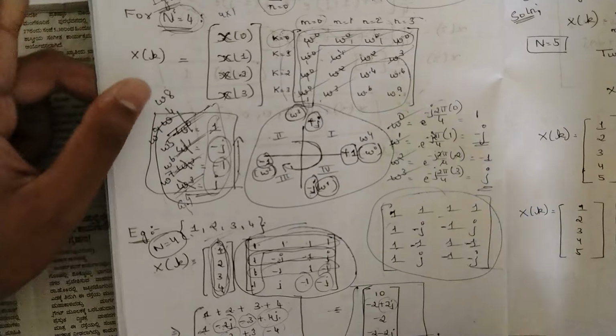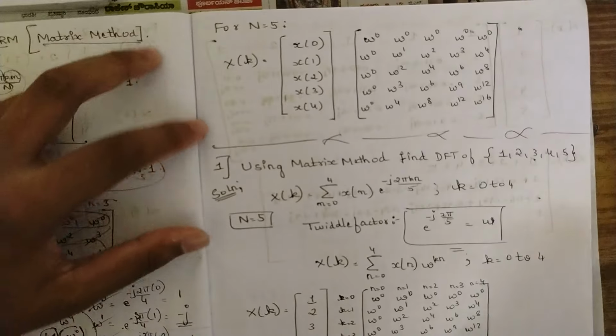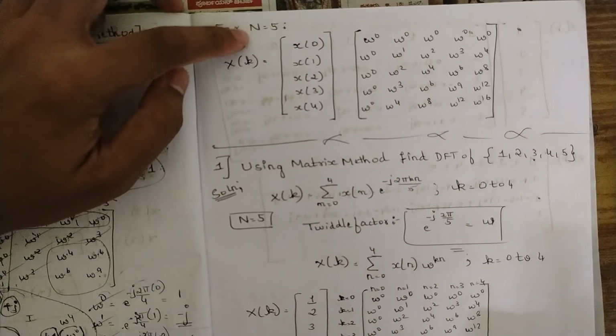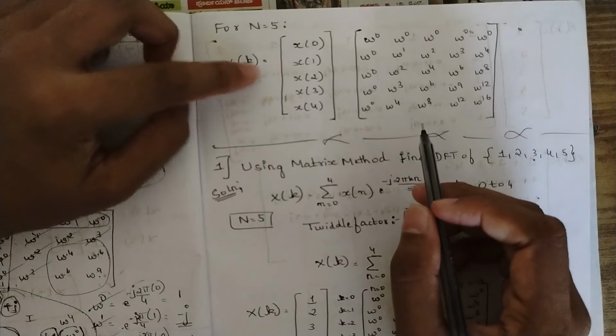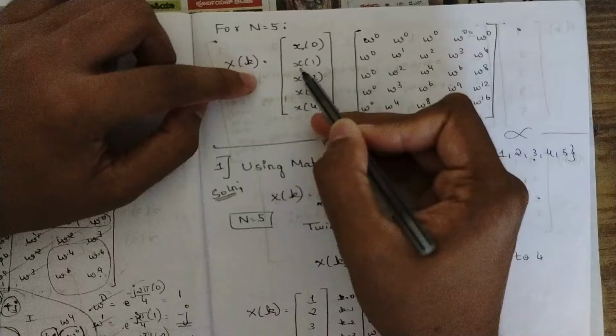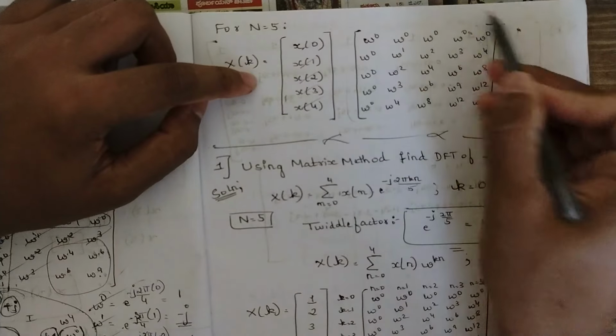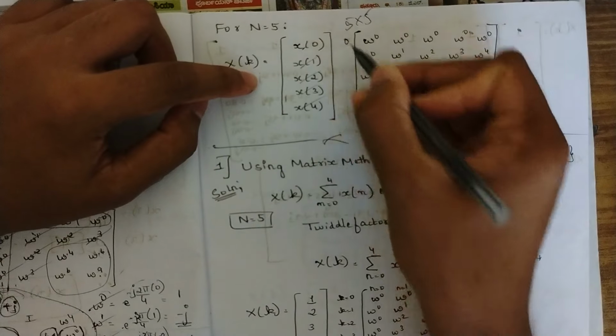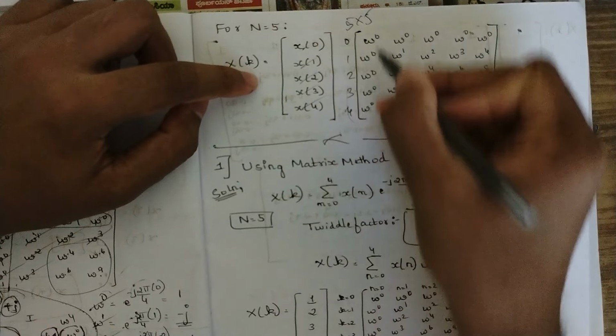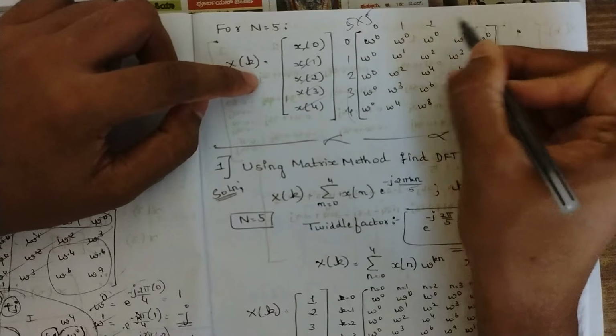So hope you understood this. Similarly, see, I have written it for if the length of the sequence is 5, how we would be getting the matrix here. X of k is equal to all the terms, the x of 0, 1, 2, 3, 4 into a 5 cross 5 matrix again, where here we have the values of k 0, 1, 2, 3, 4. Here we have values of n 0, 1, 2, 3, 4.